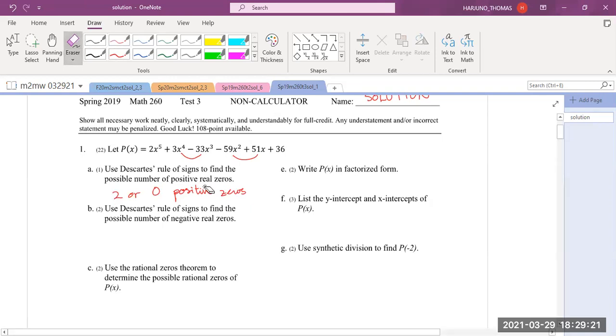Why do I use red? I should use blue. Red is my scratch pen ink.